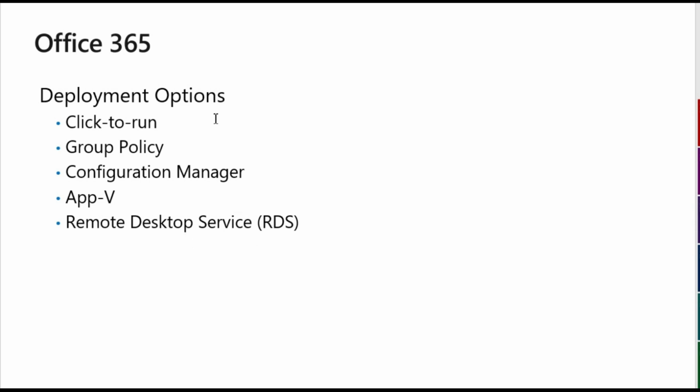What is Office 365? Deployment options. Office 365, like click to run, group policy, configuration manager, application virtualization, remote desktop services. With all these options, you can deploy Office 365.